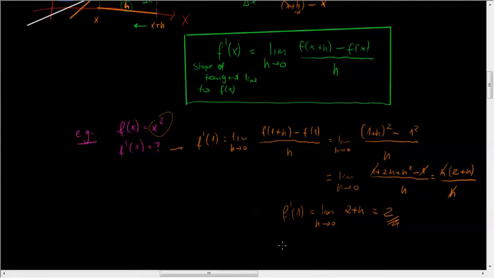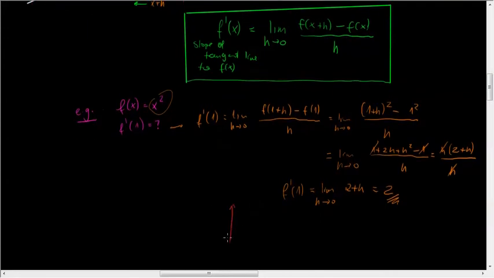So if we draw it here, y and x, and we have the function x squared. So when x is 1, we know that y is 1 because f of x is equal to x squared, and the slope of this line at this point here, so the slope of the tangent line, equals 2.